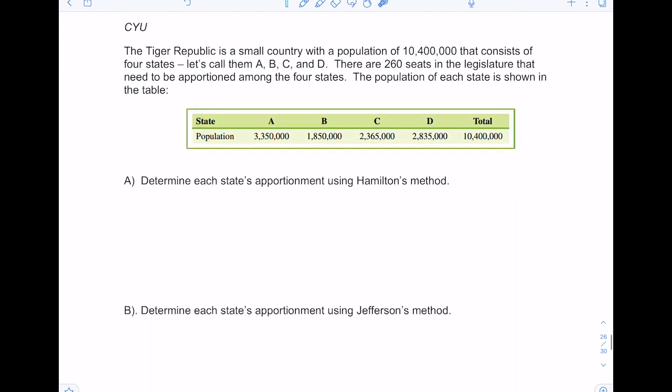Okay, and you can try this problem here. This problem is using all four of the apportionment methods. It'll give you good practice to go back and recall what the different methods were that we used and what we did with them.